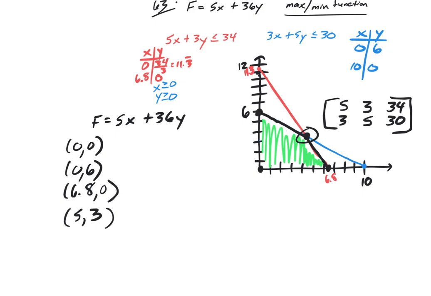Once I have those 4 points, then we're going to take these 4 ordered pairs, and we're going to plug them into this function right here. And so 5 times 0 plus 36 times 0. That's pretty easy. That is 0, okay? Not much work that needs to be done there. We're just evaluating what the value would be. Okay, here we got 5 times 0 plus 36 times 6. And that would give me 216.